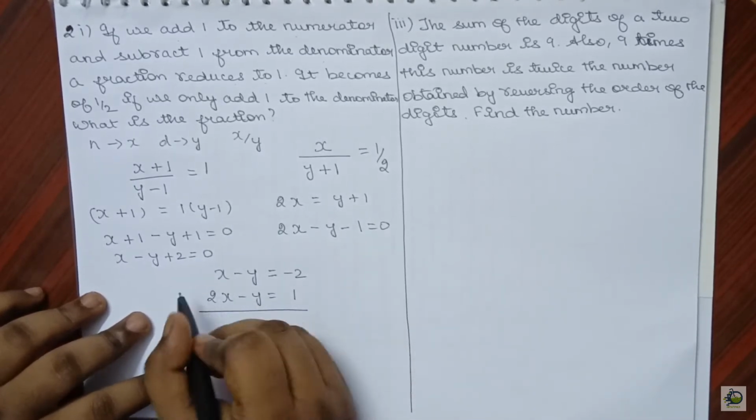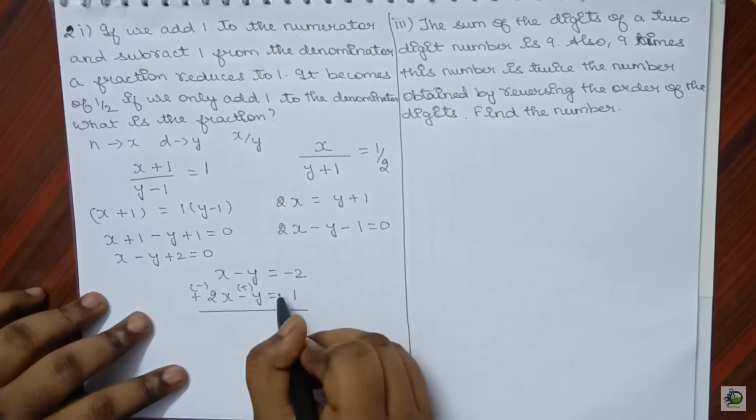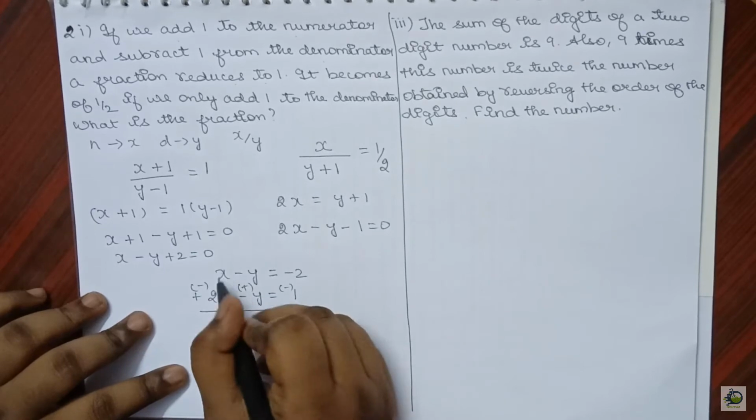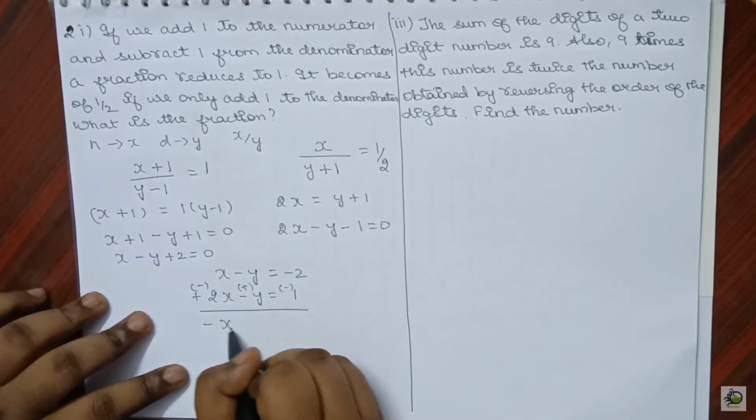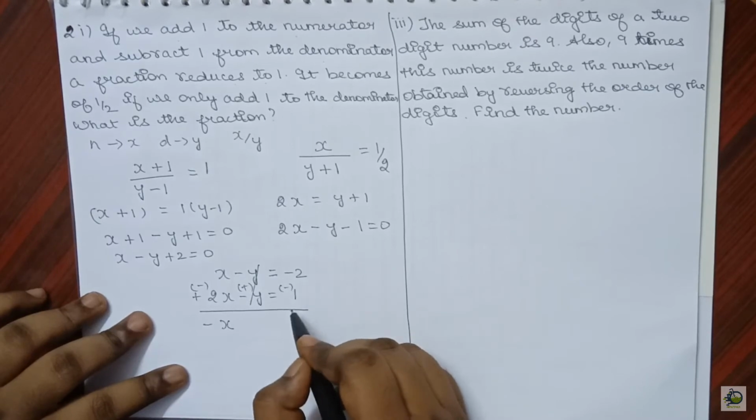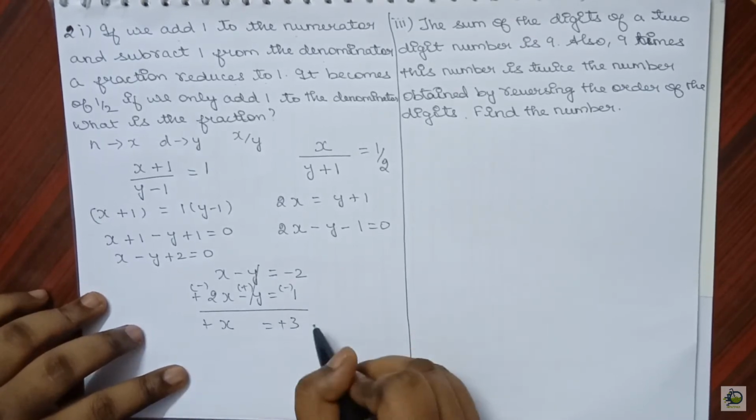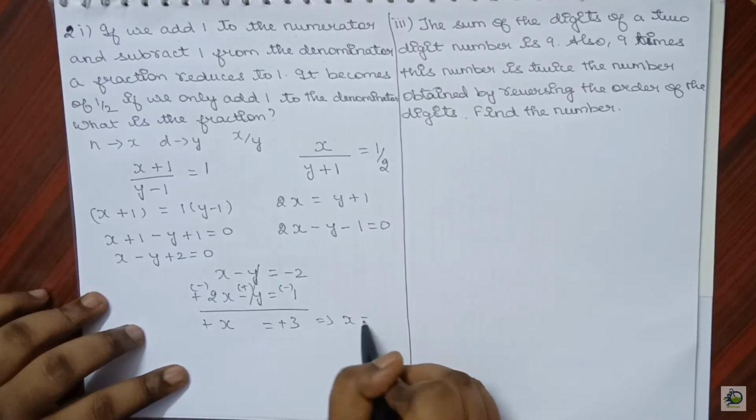So now we are going to change the signs. The plus will become minus, this will become plus, and this will become minus. Here x minus 2x is minus x, minus y plus y gets cancelled, minus 2 minus 1 is minus 3. So this minus and this minus gets cancelled, so I am getting x is equal to 3.